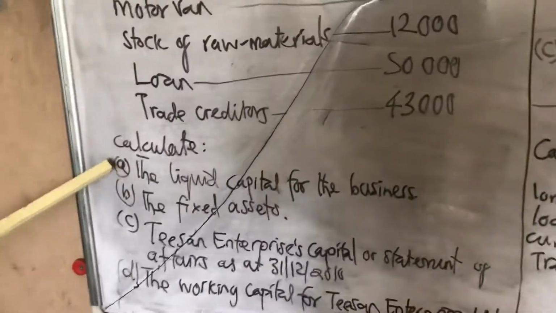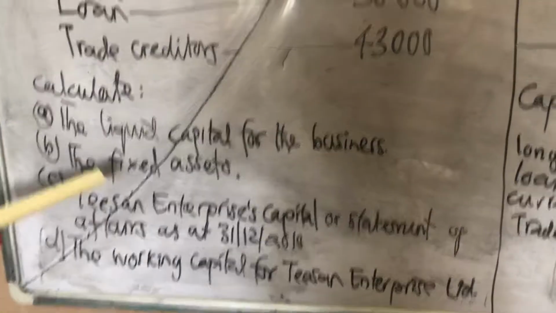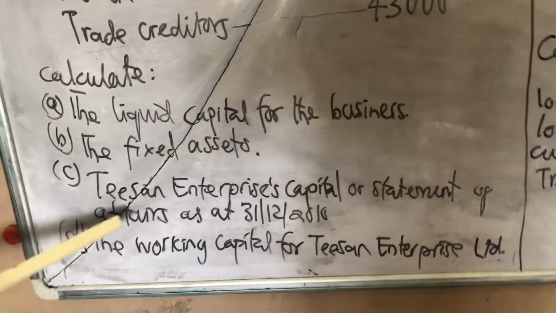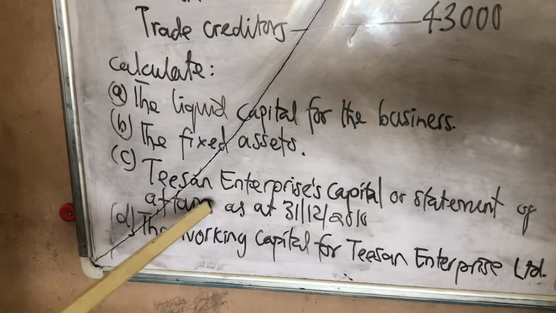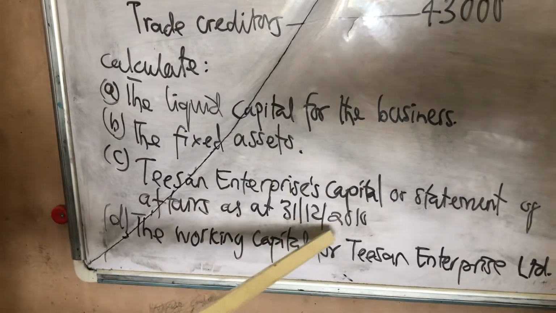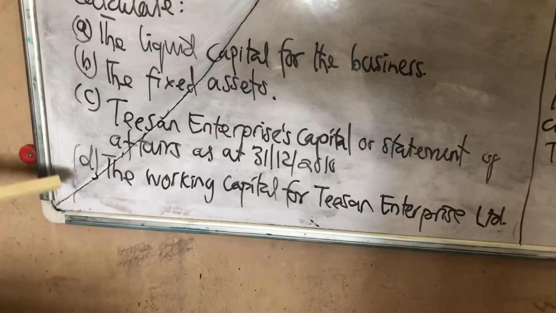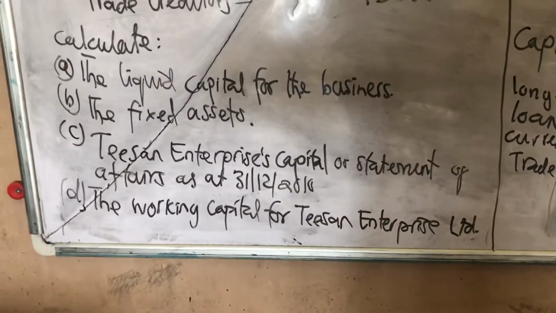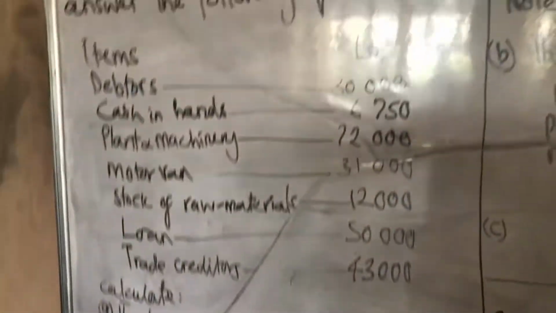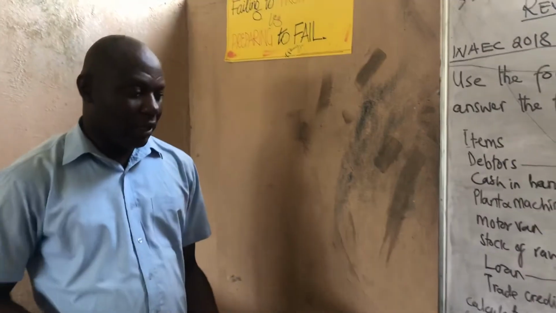Calculate A, the liquid capital for the business. B, the fixed assets. C, Tisan Enterprises capital or statement of affairs as at 31st December 2010. And D, the working capital for Tisan Enterprise Limited. Alright, so these are the information given to you that you're expected to calculate this.